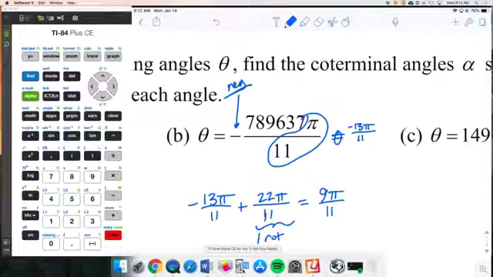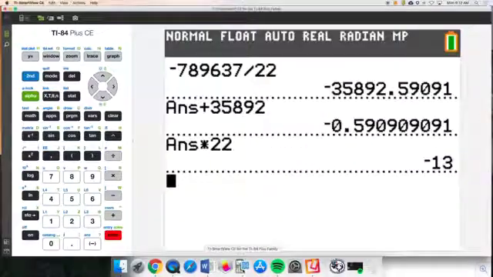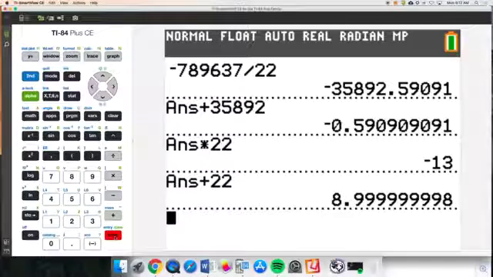So if you wanted to, you could avoid that step and just say, okay, that's a negative 13. How many pi 11ths? 22. Just add 22 to that. Boom. And now you have your new coefficient. What the?